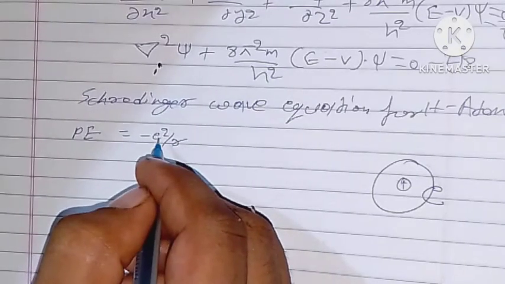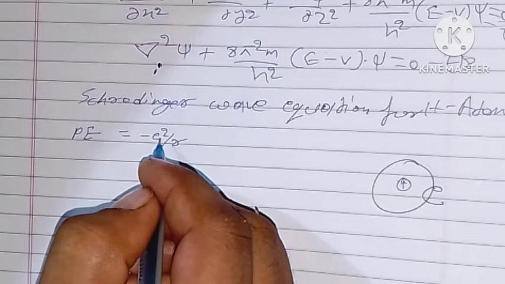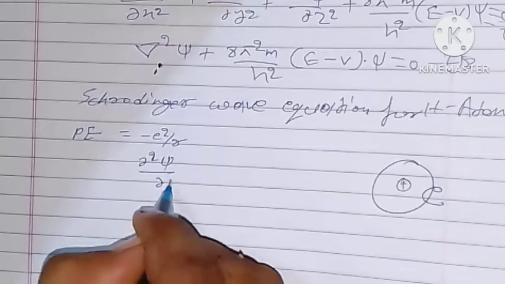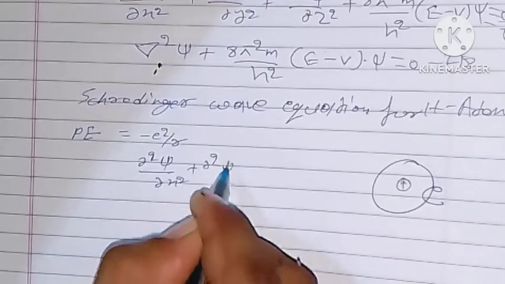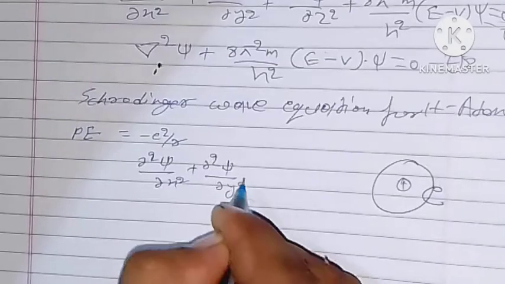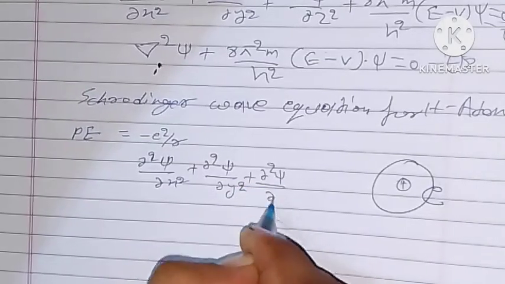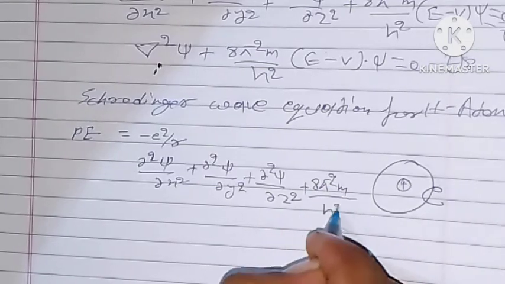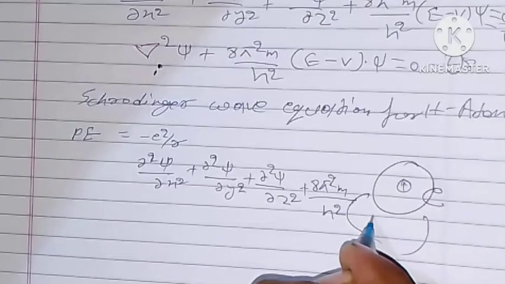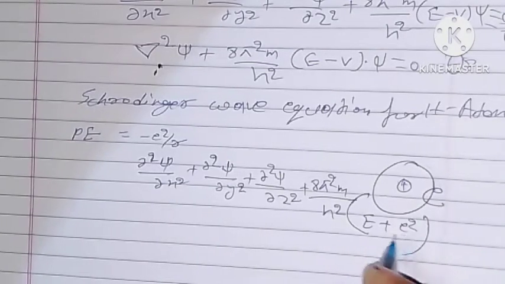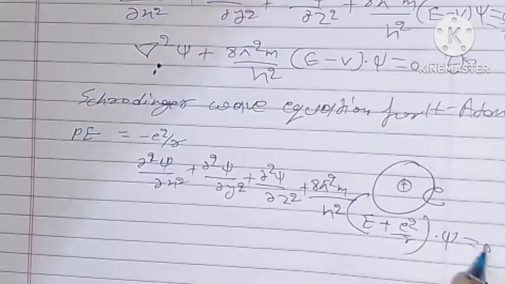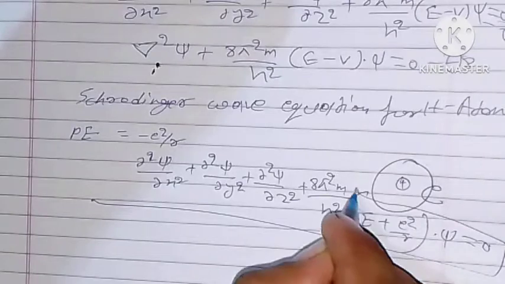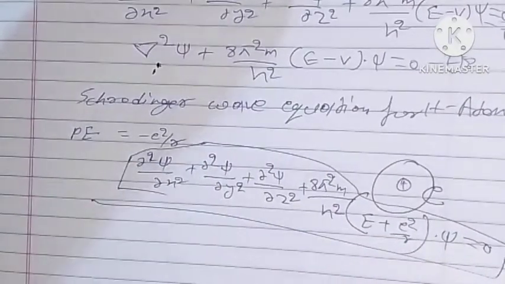Putting PE equal to minus e square upon r in the Schrodinger wave equation, we get del square psi upon del x square plus del square psi upon del y square plus del square psi upon del z square plus 8 pi square m upon h square in bracket E plus e square upon r into psi equals 0. This is the Schrodinger wave equation for the H atom.